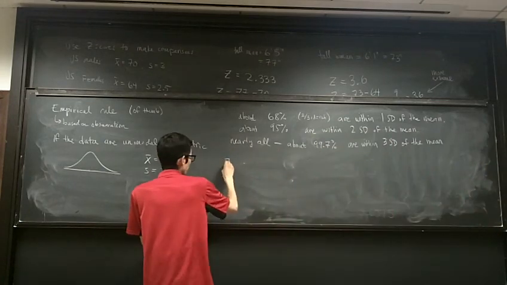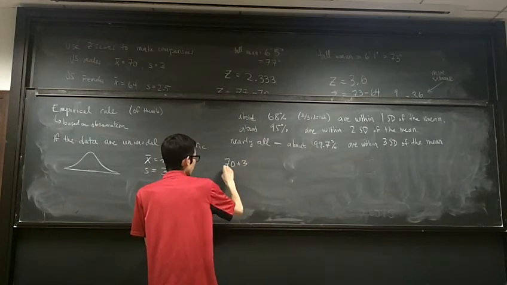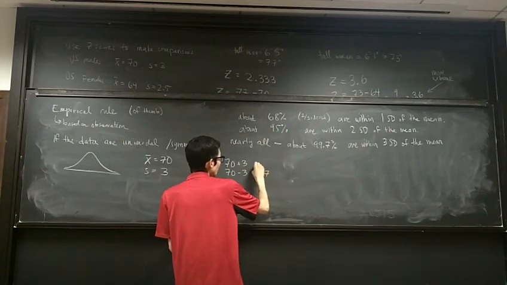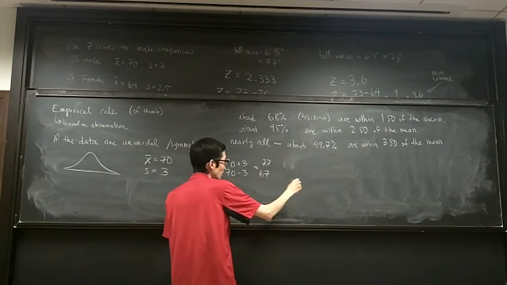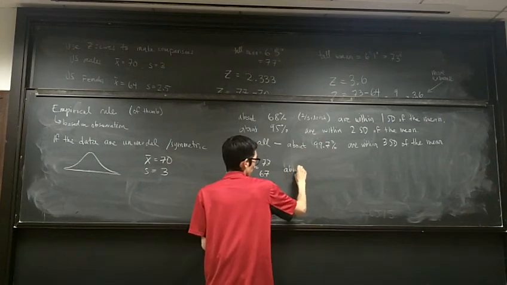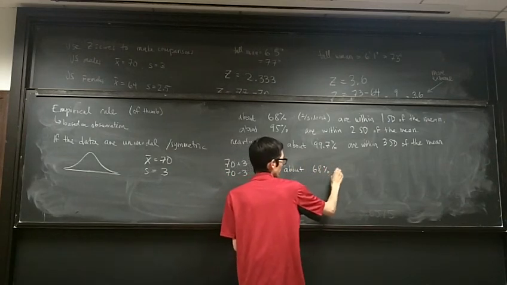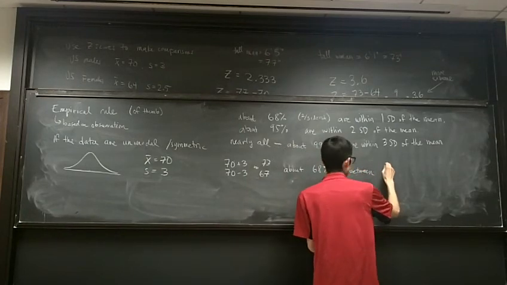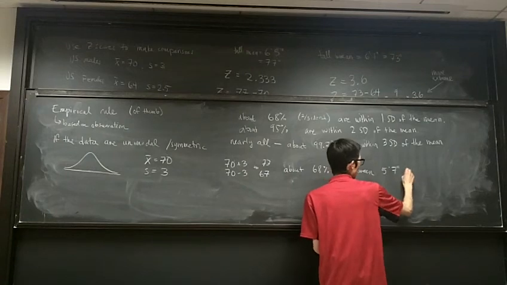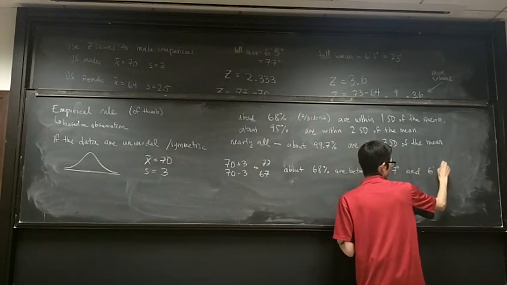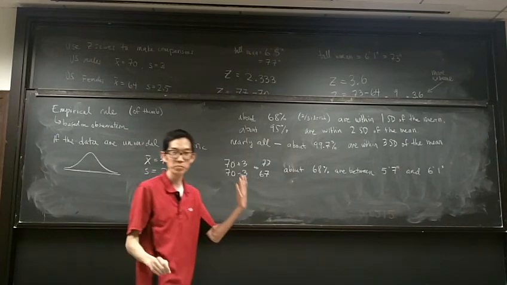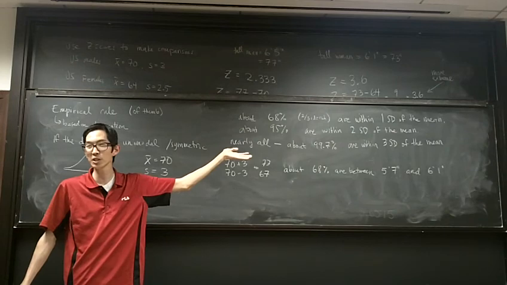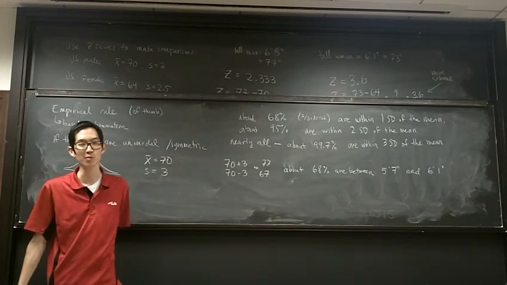So if I do 70 inches plus 3 and 70 inches minus 3, I get from 67-ish to 73-ish inches, about 68% are between the heights of 67, so 5 foot 7 inches and 6 foot 1 inch. Okay? And does that match our intuitive sense? About two-thirds of US males between 5'7 and 6'1? That sounds about right. Okay?